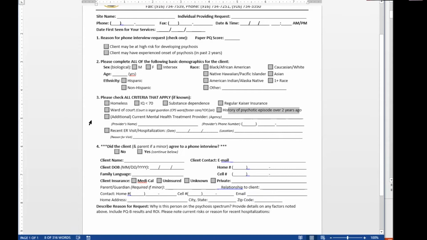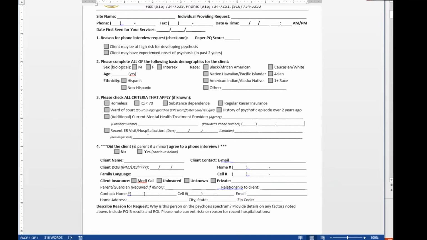Next, additional current mental health treatment provider. For us, we were using this in schools and in other places. This was our space for them to indicate from the school, yes, they're linked to this other provider, so that we could start collaboration. And then recent ER visit or hospitalization. Then it was like, okay, this person's in crisis. That helps us again be ready to mobilize.